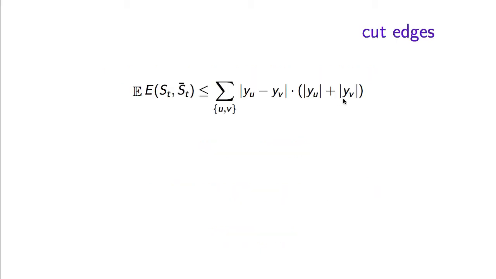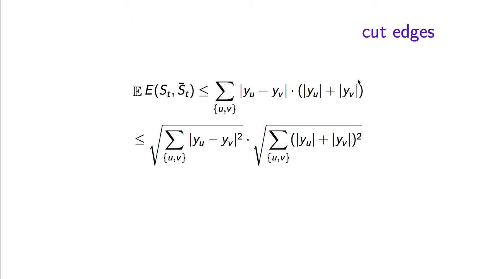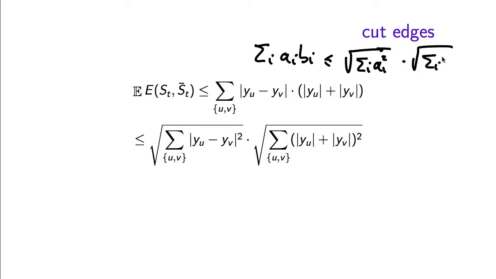Right, so we proved this. We're almost done now. We're going to apply Cauchy-Schwarz. Cauchy-Schwarz says that the summation over i of a_i b_i is at most the square root of the summation over i of a_i squared times the summation over i of b_i squared. So here we are summing over edges. These are the a_i's and these are the b_i's.